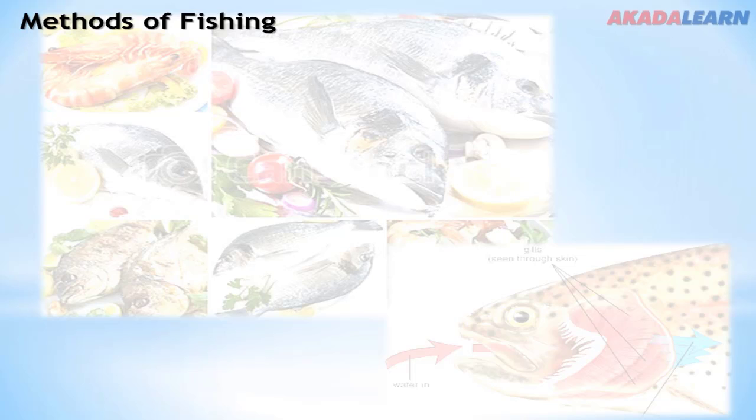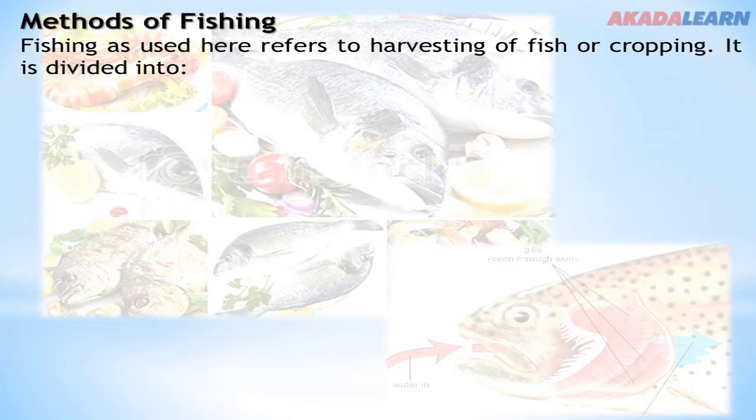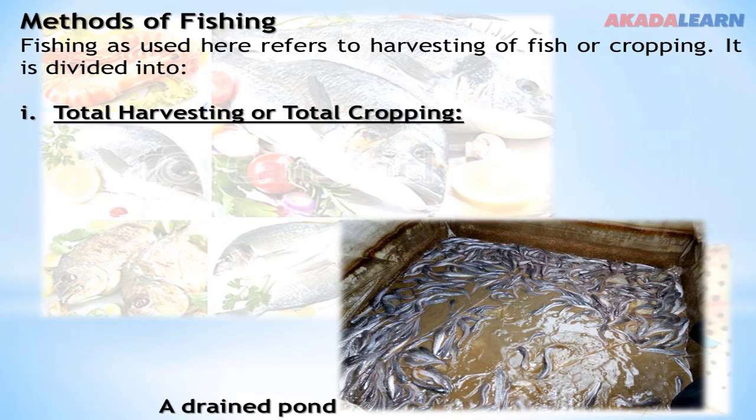Now let's look at methods of fishing. There are basically two methods of fishing, and fishing as used here refers to harvesting of fish or cropping. The following are common methods of fishing. We have the total harvesting or total cropping. This is the act of harvesting the whole fish in the pond at the same time.